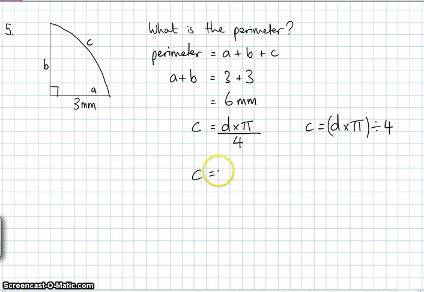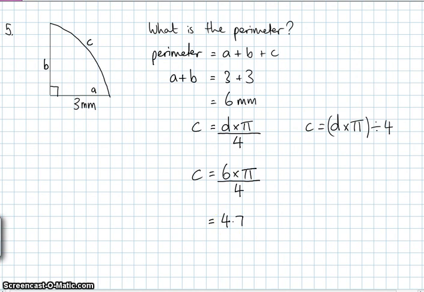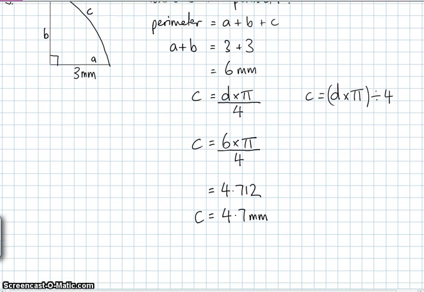So again, we can plug in the numbers. Now the diameter, don't forget this is the radius. If the diameter went all the way along, it's 3 times 2, which is of course 6. 6 times pi divided by 4, which equals, use the calculator again, 6 times pi equals, divided by 4 equals 4.712, or C equals, let's do it to 1 decimal place to make it easier, 4.7 millimeters. We haven't finished yet.